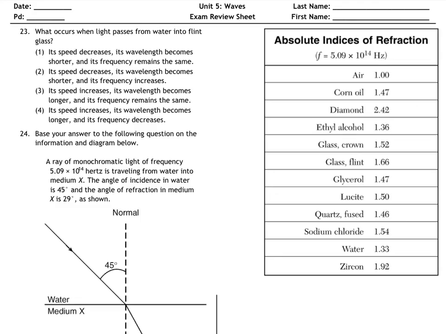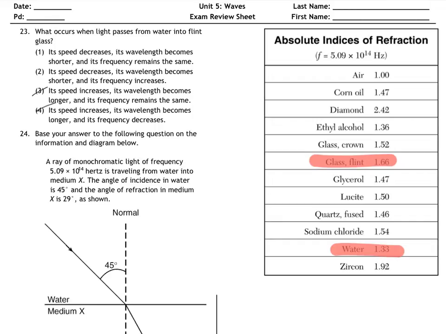So in 23, they ask what occurs when light passes from water into flint glass. So water's index of refraction is 1.33 and flint glass is 1.66. So I know that it will have to slow down as it increases its optical density. So yeah, the light will travel slower in flint glass. So it can't be 3 or 4, it has to be either 1 or 2.